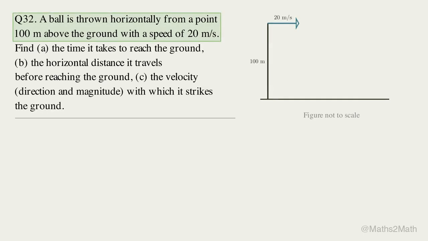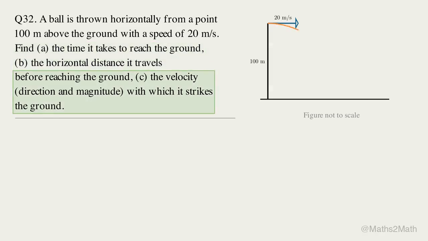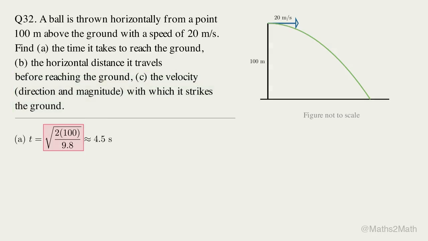Question 32. A ball is thrown horizontally at 20 meters per second from 100 meters up. Find the time of flight, the horizontal distance, and the striking velocity. What does this mean? The vertical fall fixes the time. The horizontal motion just runs at 20 for that long. Vertically, it is a pure 100-meter drop.